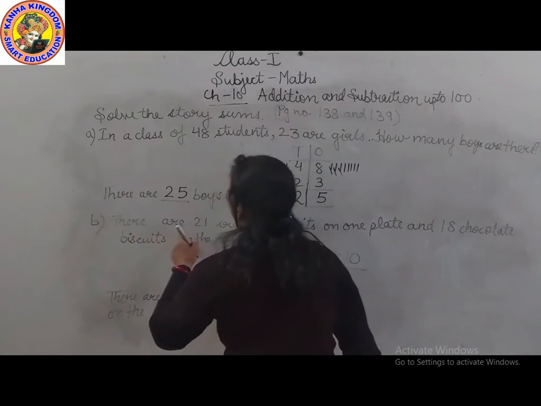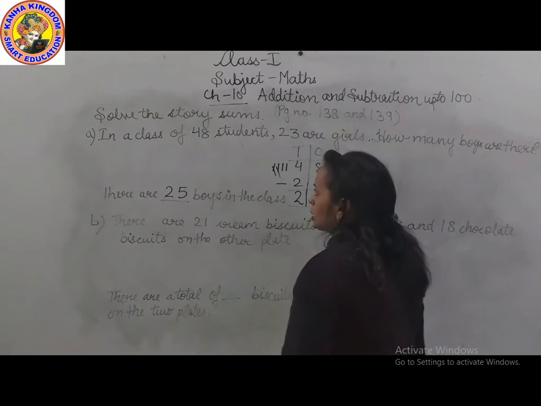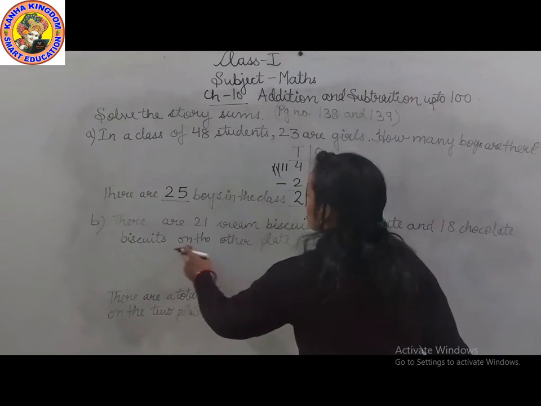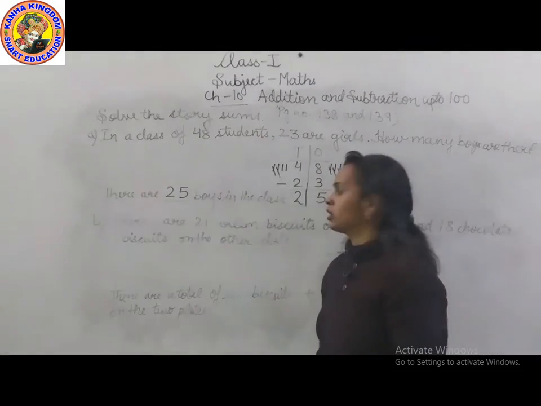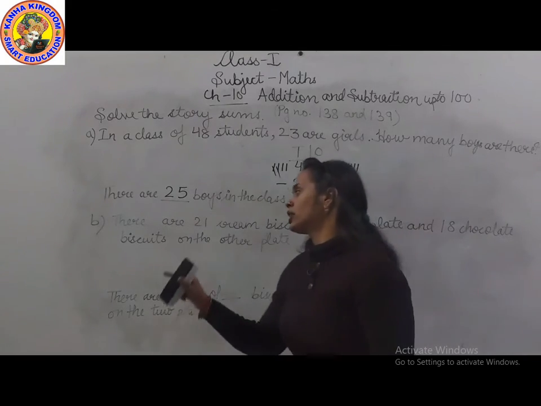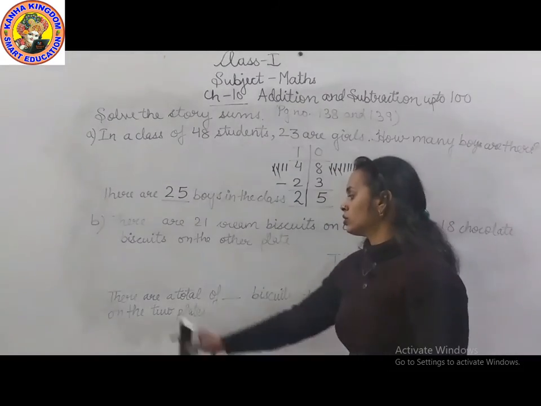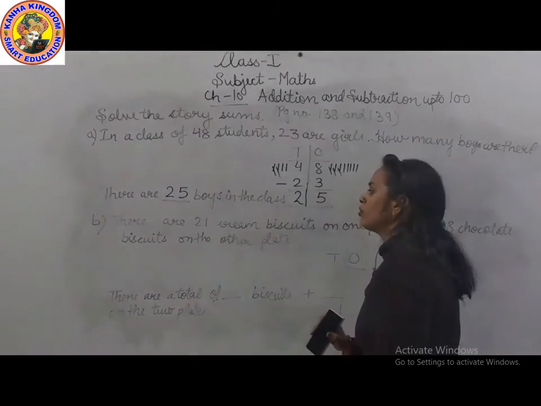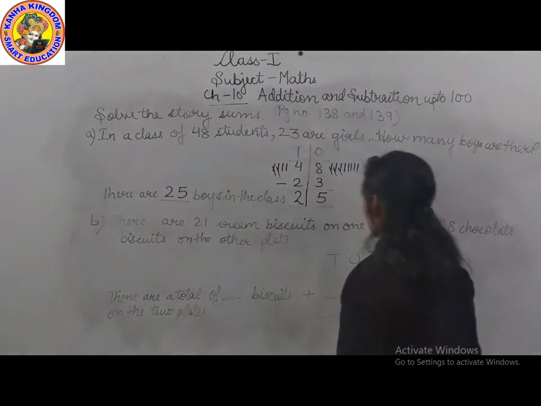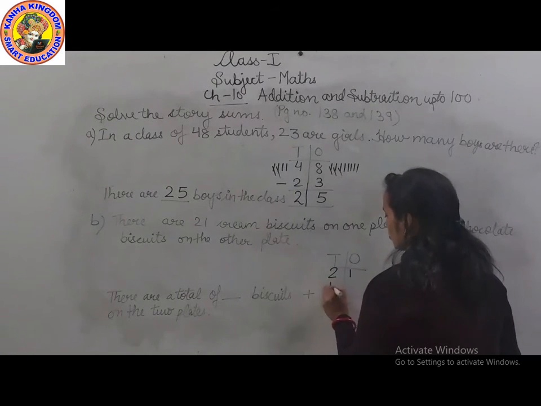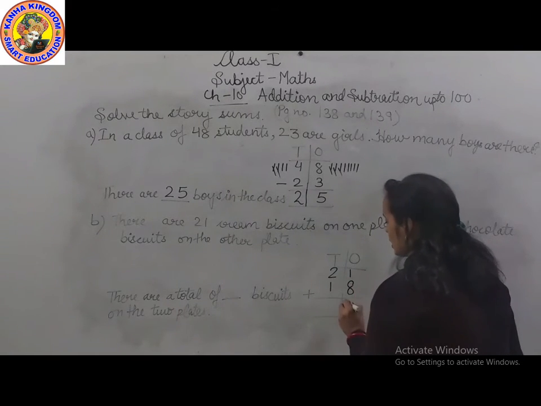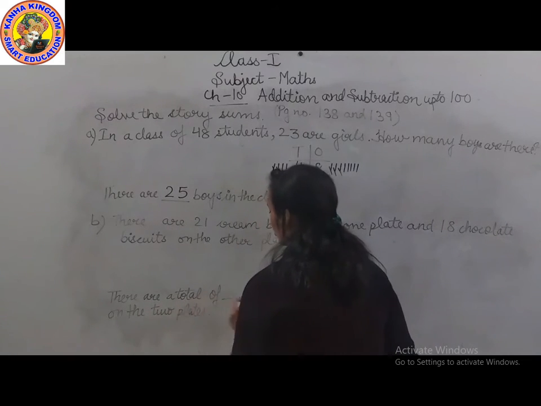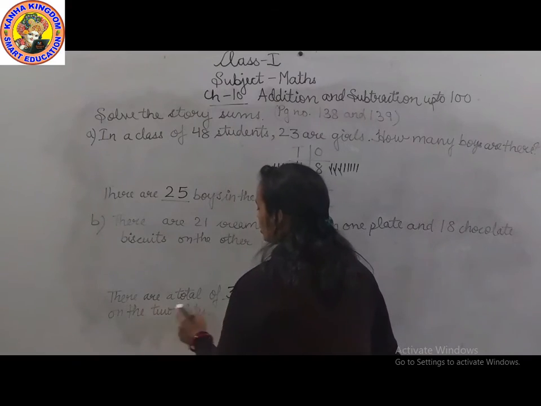Next question. There are 21 cream biscuits on one plate and 80 chocolate biscuits on the other plate. How many biscuits are there in all? So we have to find the total number of biscuits on the two plates. 21 plus 18. 1 plus 8 is 9. 2 plus 1 is 3. So there are a total of 39 biscuits on the two plates.